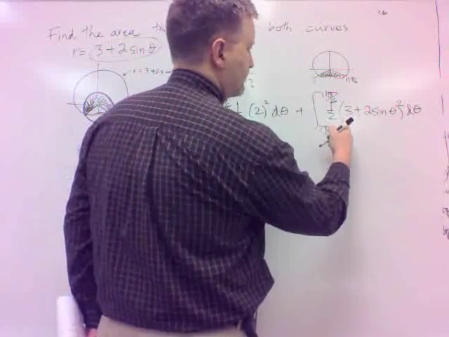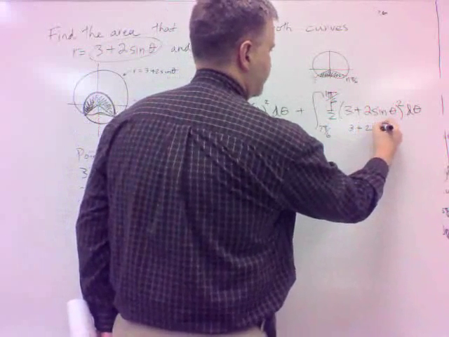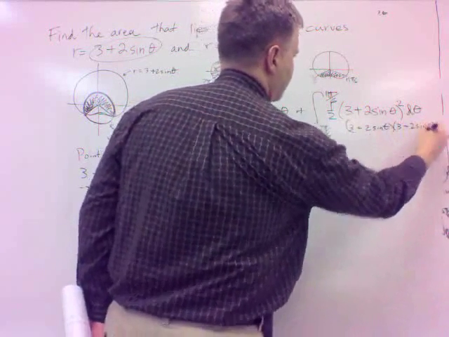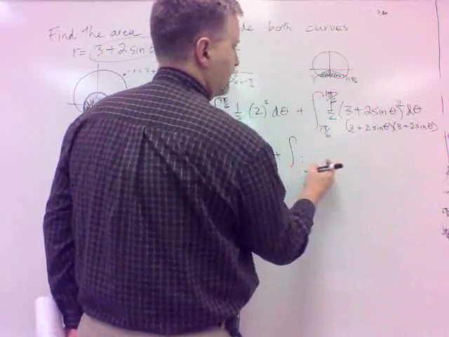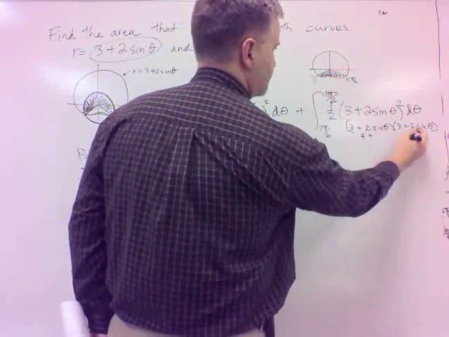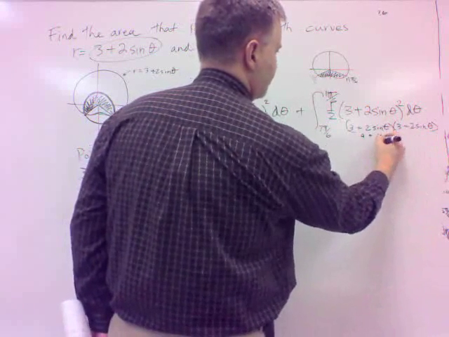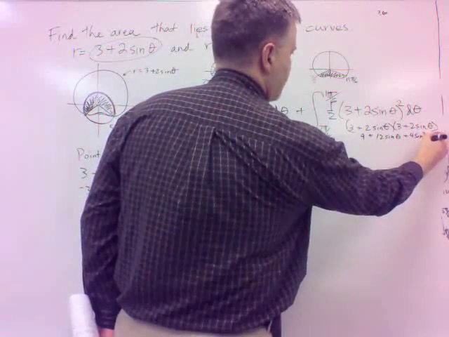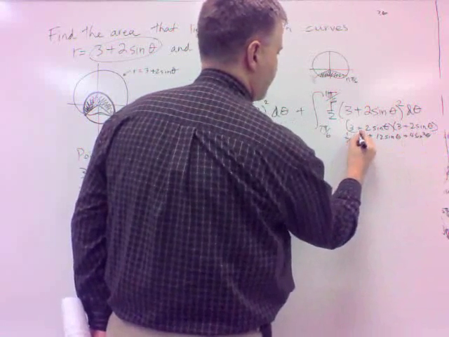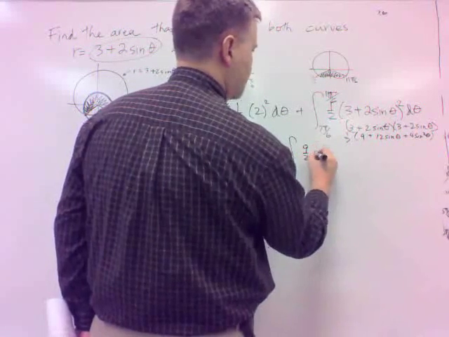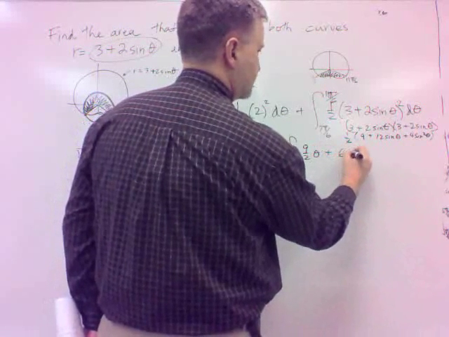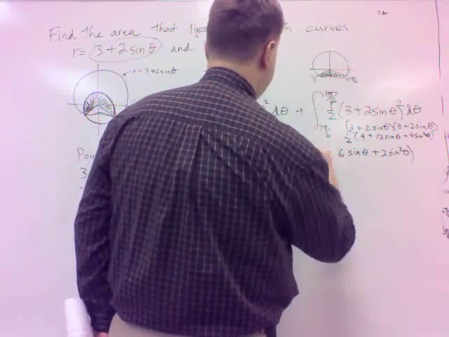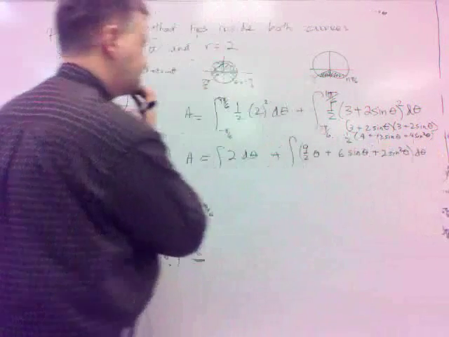And then this, well, we're back to having to square that whole thing out. And so that's 9 plus 6 sine. 6 sine would be 12 sine theta. And then 4 sine squared. And then multiply that by 1/2. So that's going to give me 9/2 plus 6 sine theta plus 2 sine squared, d theta.